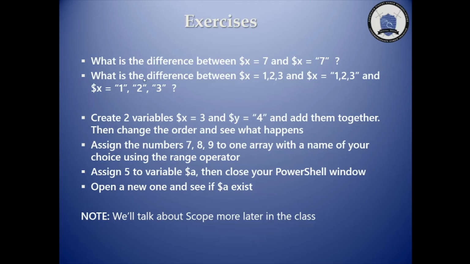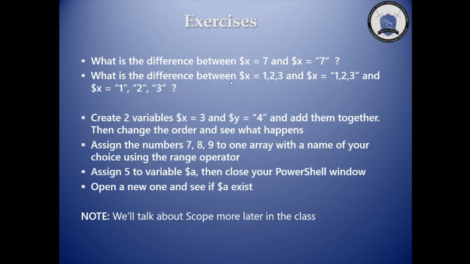Okay, so first we have, what is the difference between $x = 7 and $x = "7" in quotation marks? So $x = 7 is an integer variable type, and then $x = "7" in quotation marks is a string variable type. Again, this is because of the quotation marks.